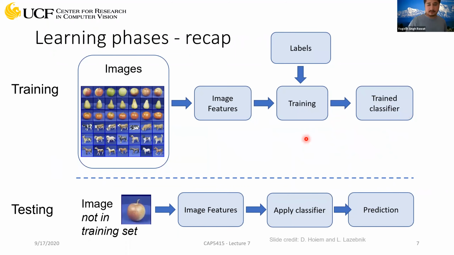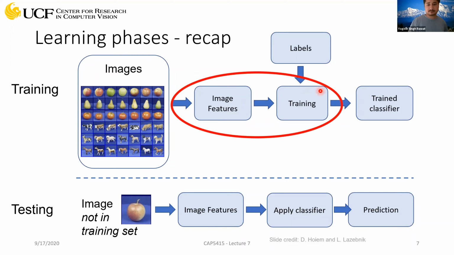So this you have seen earlier. Given a set of images, we call these training images. These are the images which we will use to learn those weights. And in this case, we are using a CNN, so we don't have a separate step for image features. Your CNN is going to do that.